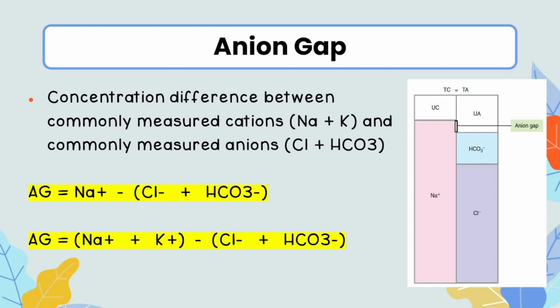Now, anion gap is the concentration difference between your commonly measured cations, which are sodium and potassium, and your commonly measured anions, which are chloride and bicarbonate. Thus, there are two formulas that can be used to measure the anion gap. It can be sodium minus chloride plus bicarbonate, or if we include potassium, then sodium plus potassium minus chloride plus bicarbonate.